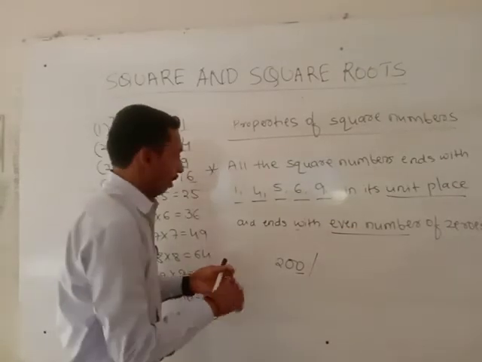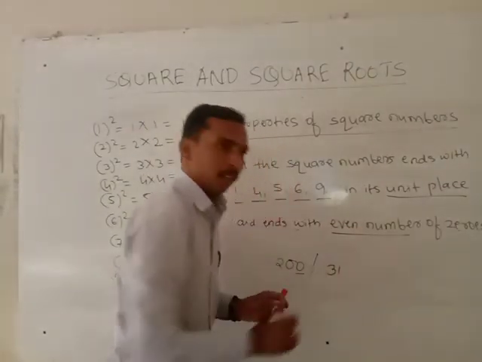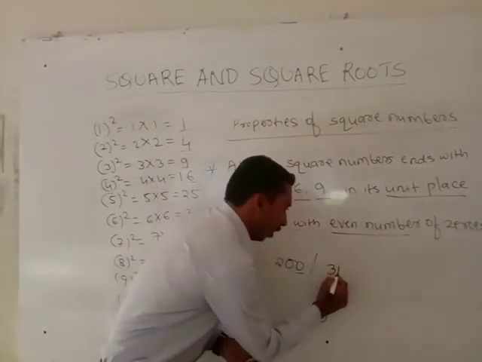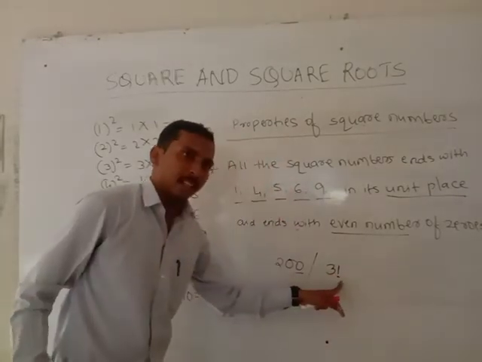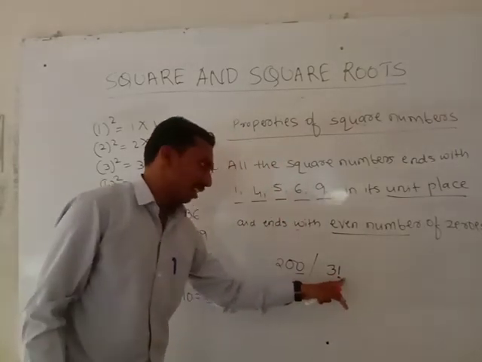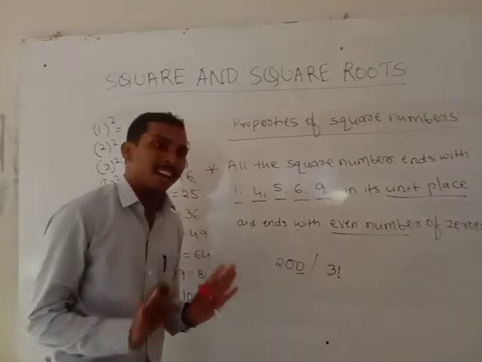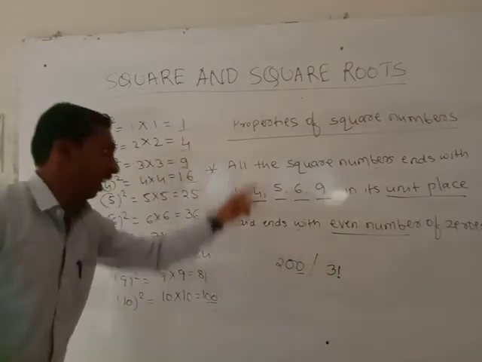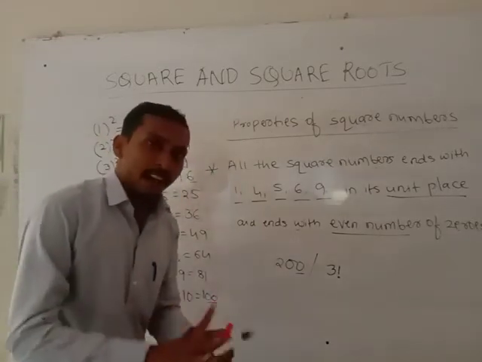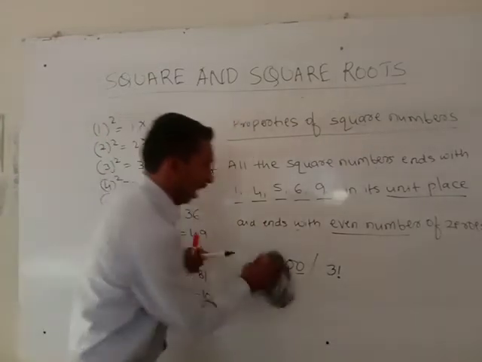Then I will ask one more. What is that? 31. Look here, 31, 1 is in the unit place. Then do you think if 1 is there in the unit place, it is a perfect square number? No, it is not a perfect square even though it has 1 in its unit place. That is why I am telling you to concentrate.